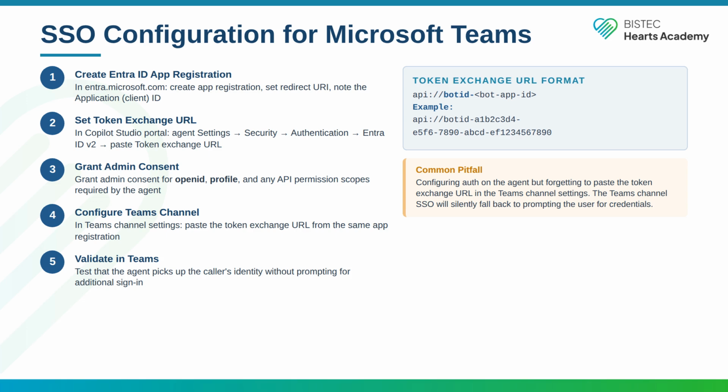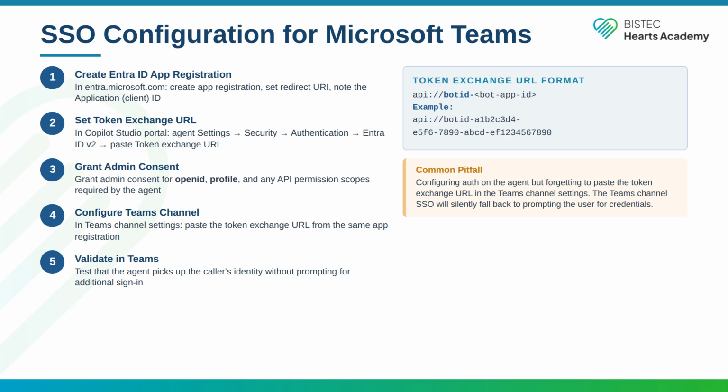Step 1. Create an Entra ID app registration. In the Entra Admin Center, create a new app registration for the agent. Set the redirect URI for the Teams application and note the application client ID. You will need it in the final step.